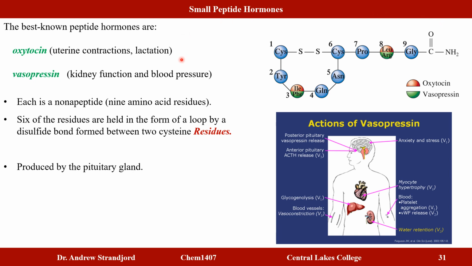Notice that in the structure of this nonapeptide, amino acid residue number 1 is a cysteine molecule which contains a sulfhydryl, and amino acid residue number 6 is also a cysteine amino acid residue. These two sulfhydryl groups can form a disulfide bridge, folding it into this ring structure here and forming a small molecule that can be easily transported through the circulatory system and function as a messenger hormone. Both of these are produced by the pituitary gland, which is a small gland just off the front side of the brain here.